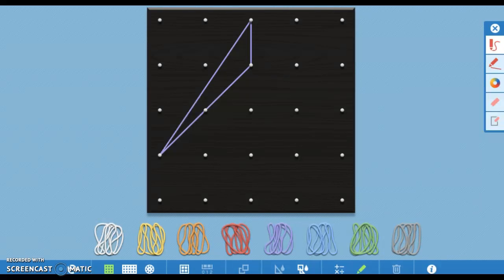To find the area of this triangle, I'm going to use the formula base times height divided by 2. I can choose any of the 3 sides to be my base. So what I'm going to choose is this side here, because I can easily tell that it has a side length of 1. So I know that my base is equal to 1.